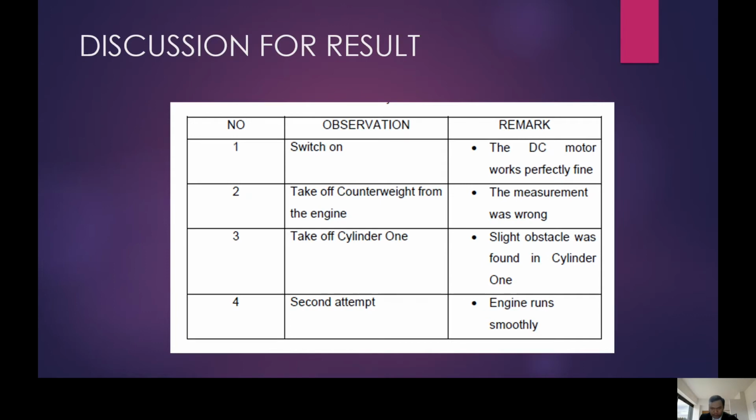So, for the second attempt, the procedure was repeated with a new counterweight and cylinder. And number 4, which is my observation I've got, is the radial engine mockup runs smoothly according to the plan.